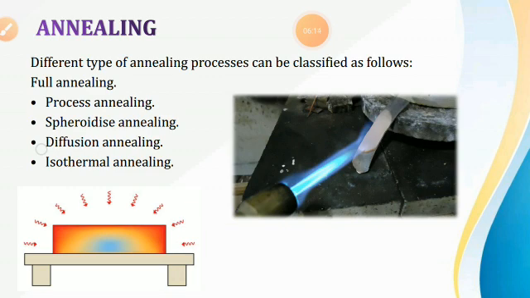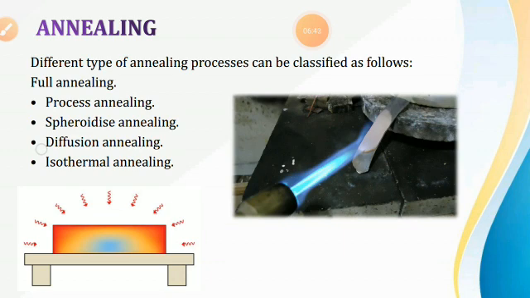The first one is process annealing, the next one is spheroidizing annealing, the next one is diffusion annealing, and the next one is isothermal annealing. These four types of annealing are carried out at different temperatures and for different applications. The first one is process annealing. Process annealing is carried out at a temperature of 550 degrees Celsius to 650 degrees Celsius.